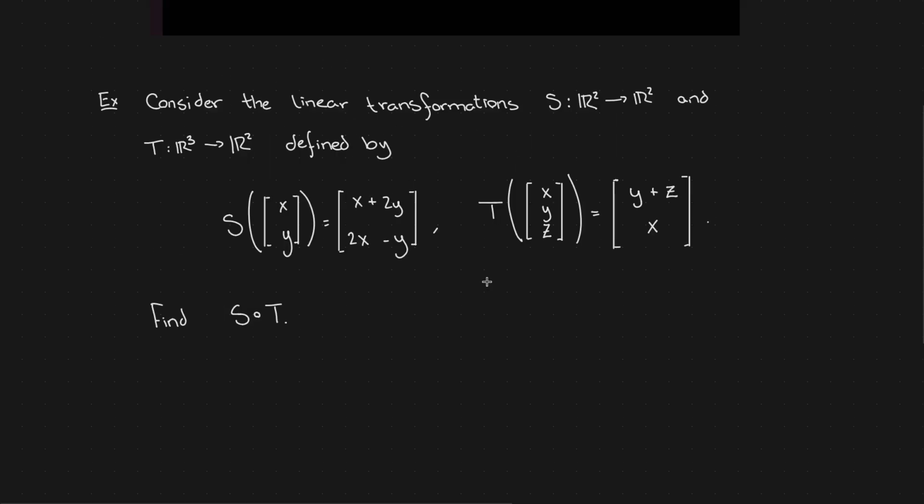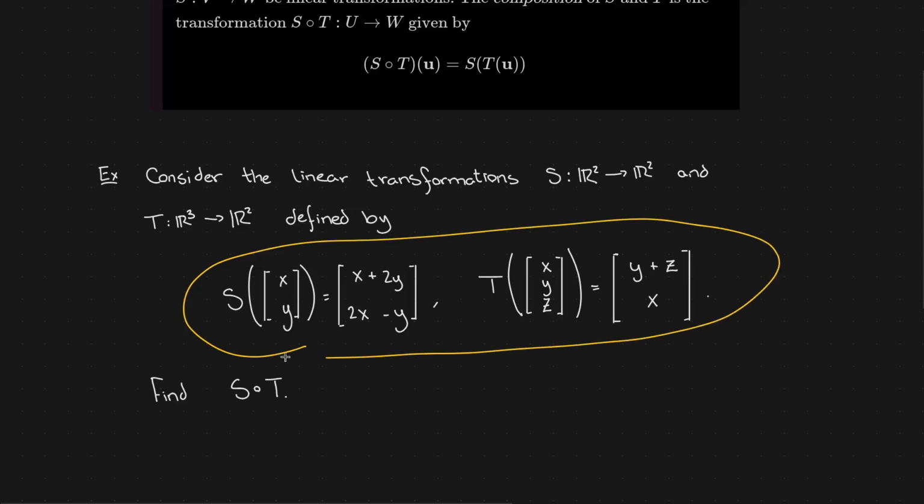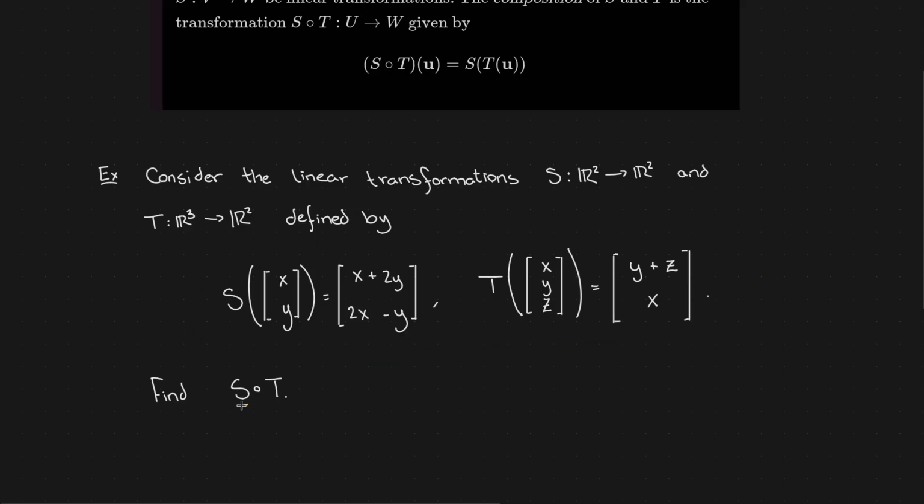So let's consider two linear transformations. Let's look at an example here. We have two linear transformations. The first is S. It maps R2 into R2. And then the second transformation is T. And it maps R3 into R2. And here's how they are defined. We want to find the composition of S with T.